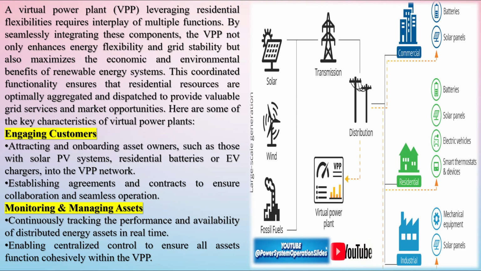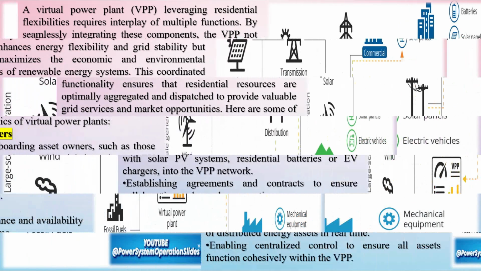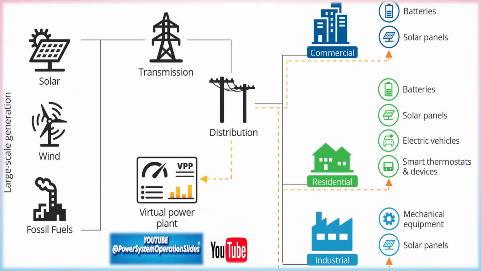Here are some of the key characteristics of virtual power plants. Engaging customers: attracting and onboarding asset owners, such as those with solar PV systems, residential batteries or EV chargers, into the VPP network. Establishing agreements and contracts to ensure collaboration and seamless operation. Monitoring and managing assets: continuously tracking the performance and availability of distributed energy assets in real time. Enabling centralized control to ensure all assets function cohesively within the VPP.